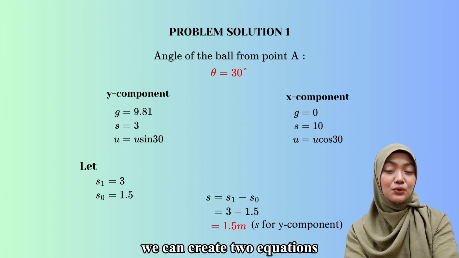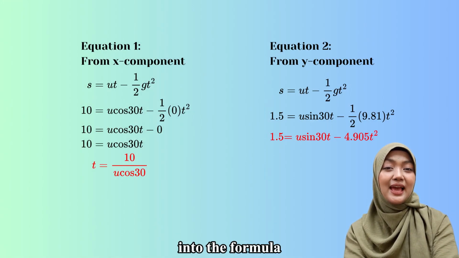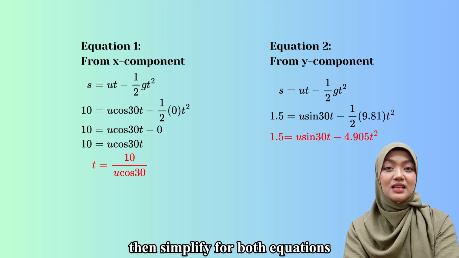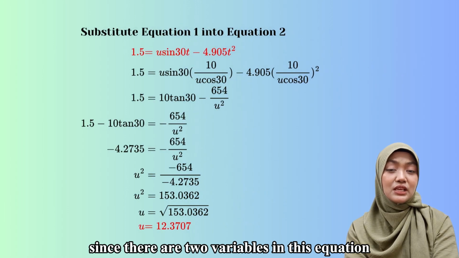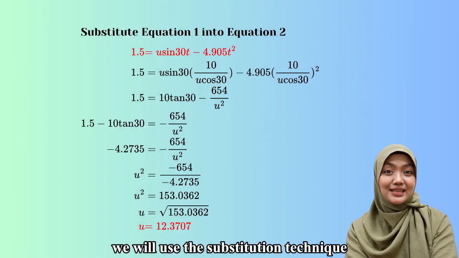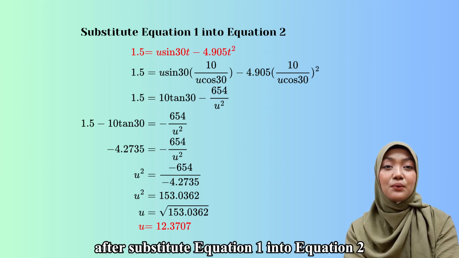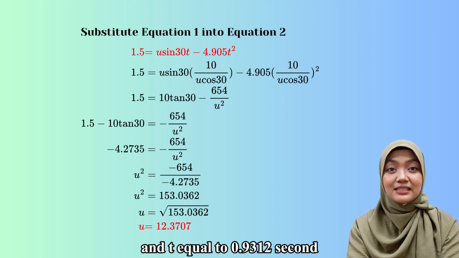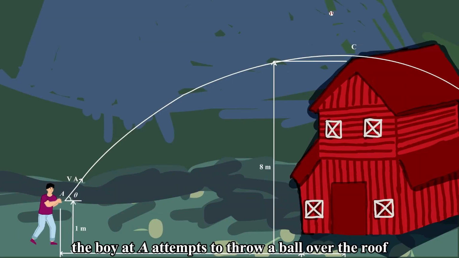We can create two equations by inserting the values from the x and y components into the formula s equal to ut plus 1/2 gt squared. Then, simplify for both equations. Since there are two variables in this equation, we will use the substitution technique. After substituting equation 1 into equation 2, we will get u equal to 12.4 meters per second and t equal to 0.9312 seconds.